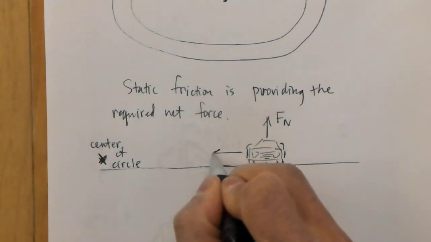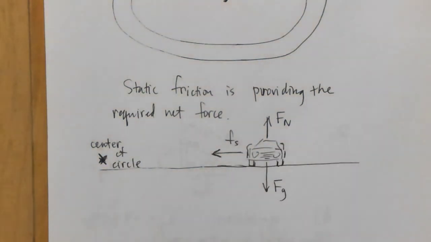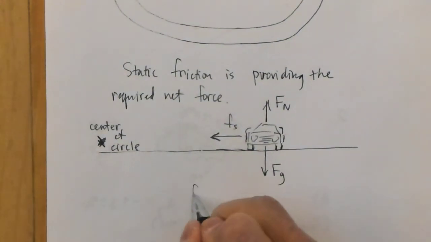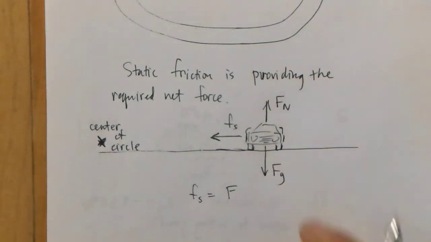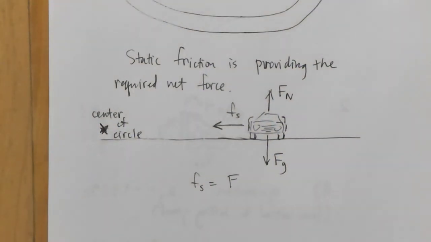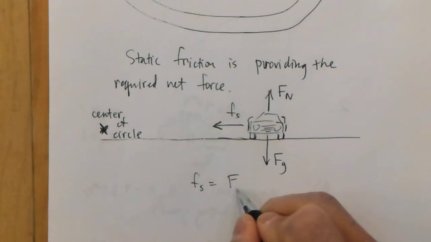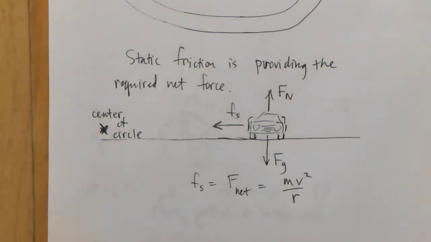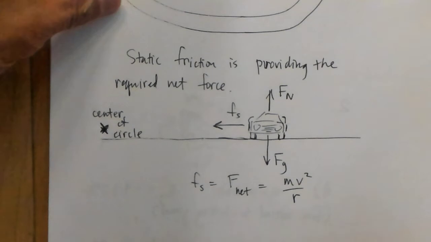Now this force of static friction is going to be providing the centripetal force. In this head-on view, it's pointing towards the center of the circle like that. And that will be the net force, because the normal force and the force of gravity will cancel out. And so this will be F net, which is equal to mv squared over r. Any questions about this? Okay. Now let's do a quicker question.